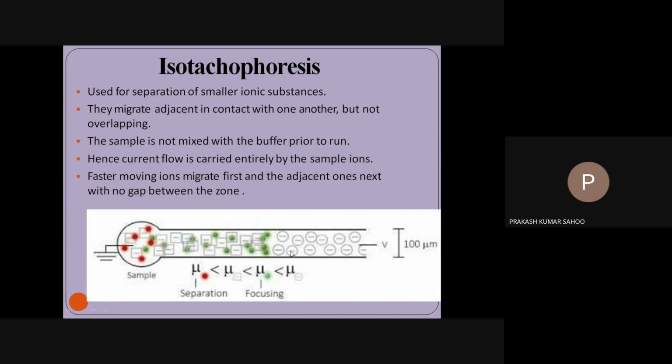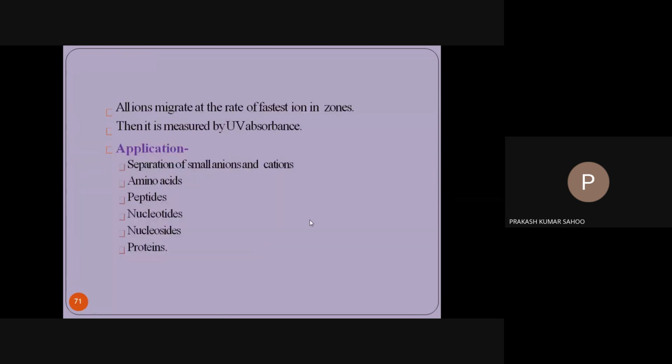In isotachophoresis, the smaller ionic substances get separated and they migrate adjacent to each other. No overlapping is observed, and the current flows through them. All ions migrate at the rate of the fastest ion in the zones. Then it is measured by UV absorbance. Applications are separation of small anions and cations, amino acids, peptides, nucleotides, nucleosides, and proteins.